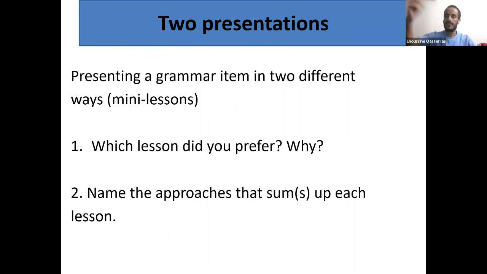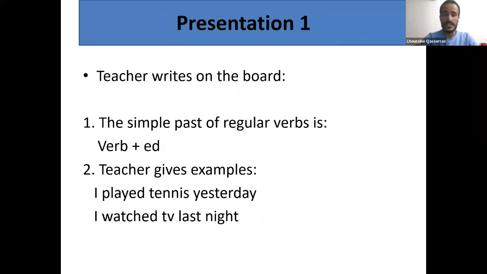So this is presentation number one. Now, let me move to presentation number two. In presentation number one, the teacher writes on the board, the simple past of regular verbs is verb plus ed. Teacher gives examples. I played, I watched. Now, presentation number two.